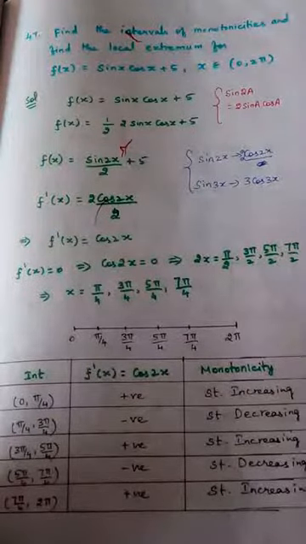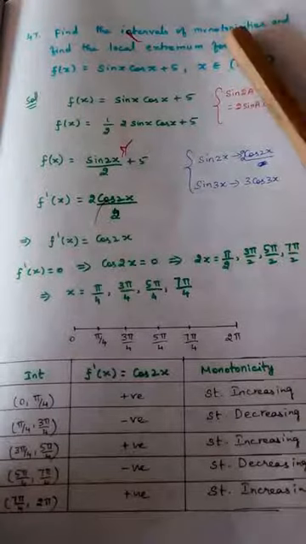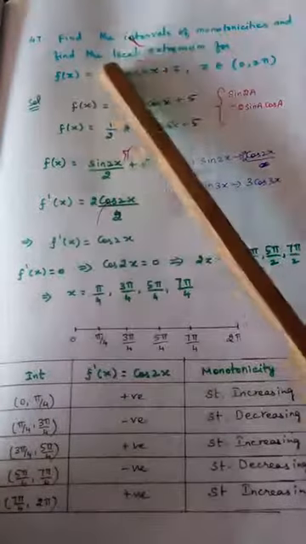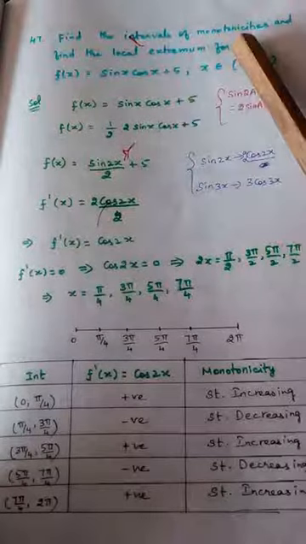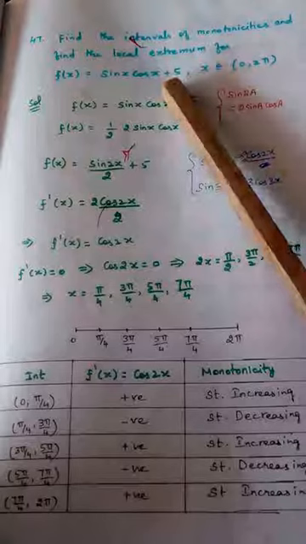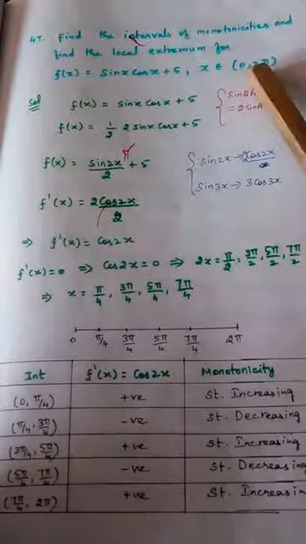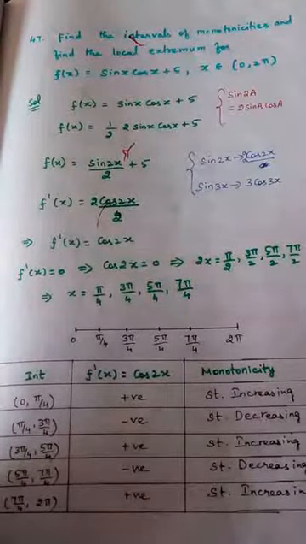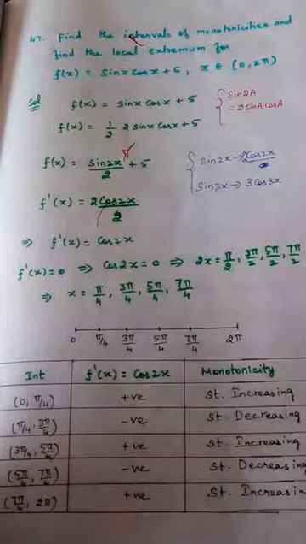Question number 47. Find the intervals of monotonicities. Again the same kind of question. And find the local extremum for f of x equal to sin x cos x plus 5, where x belongs to the open interval 0, 2 pi.